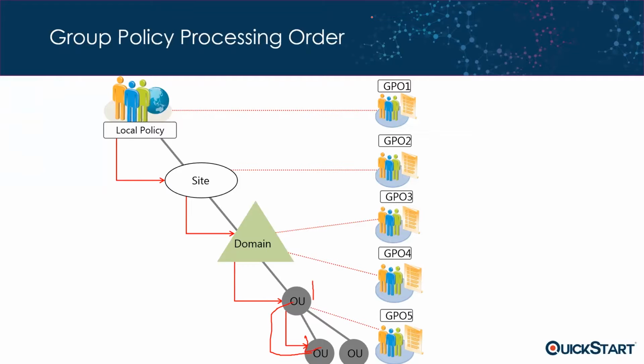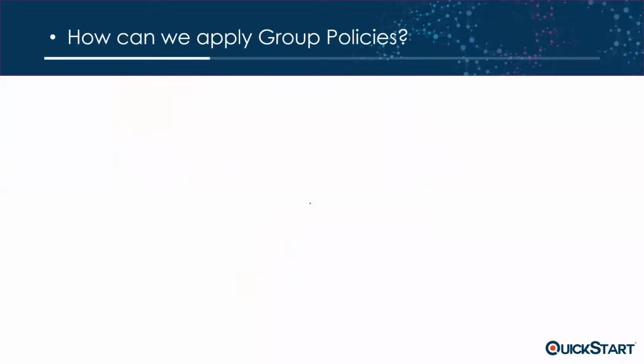Yes, guys, what do you think? Our rule is the last one wins. So do you think child OU policy will be effective? Yeah, in this case, 5. But in my example here, so basically the answer is child OU policies will have more priority over the parent by default. So this is how, guys, policies work.